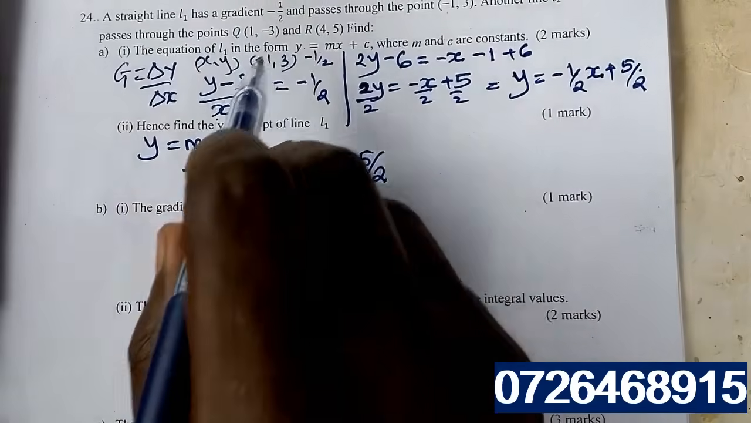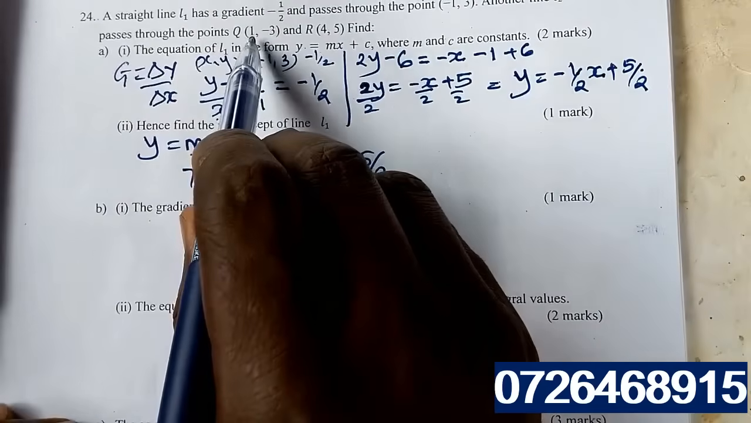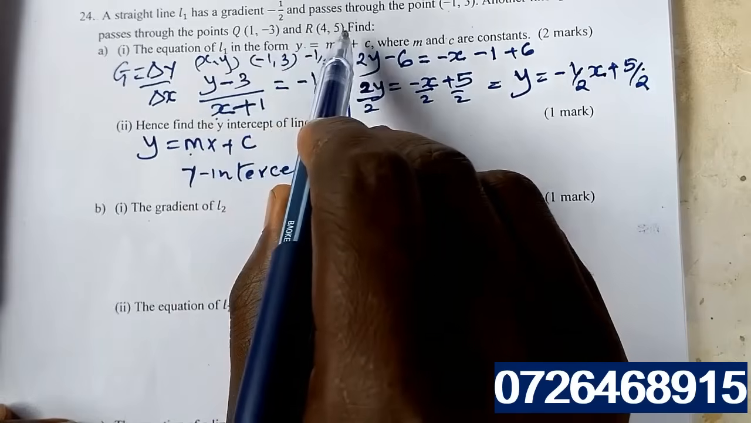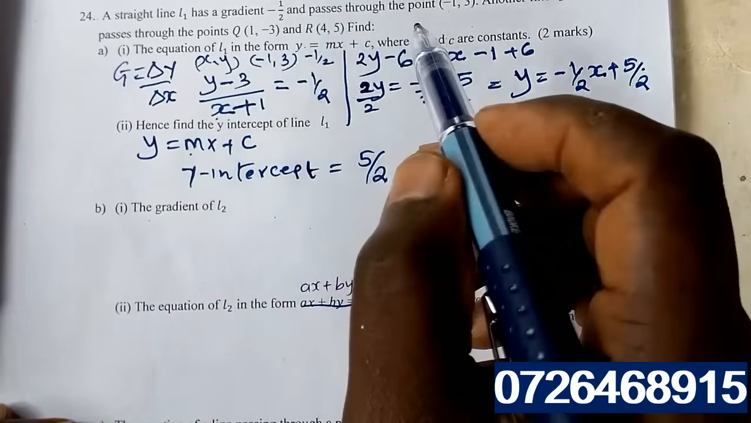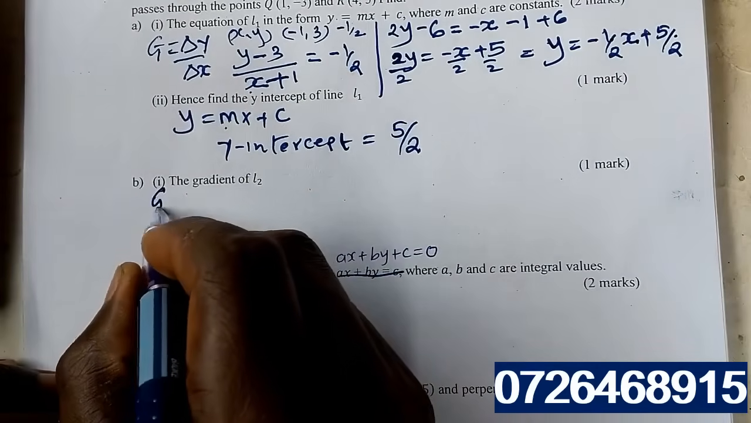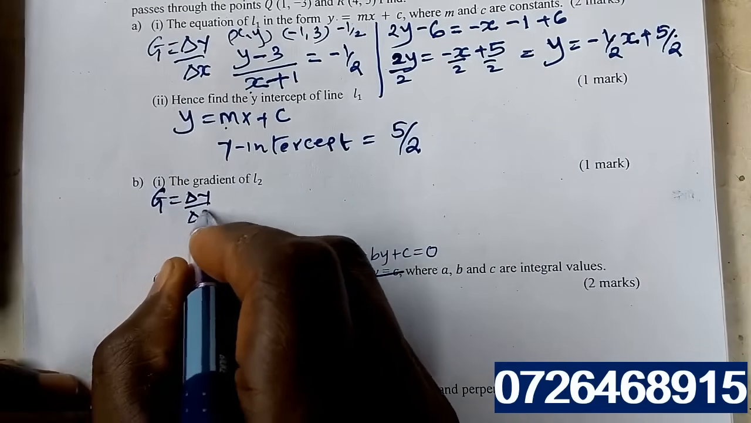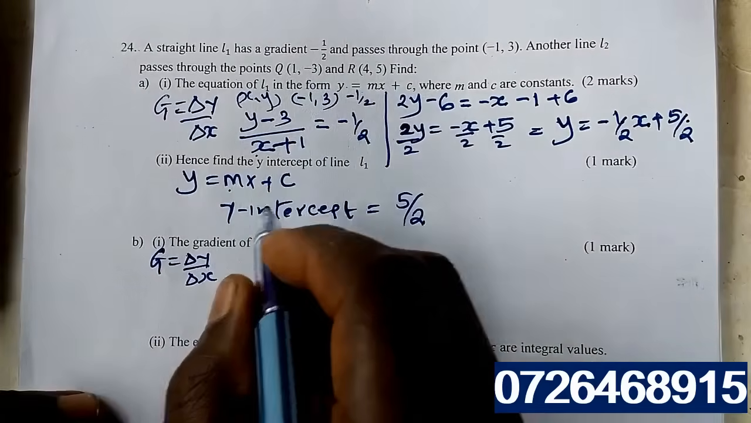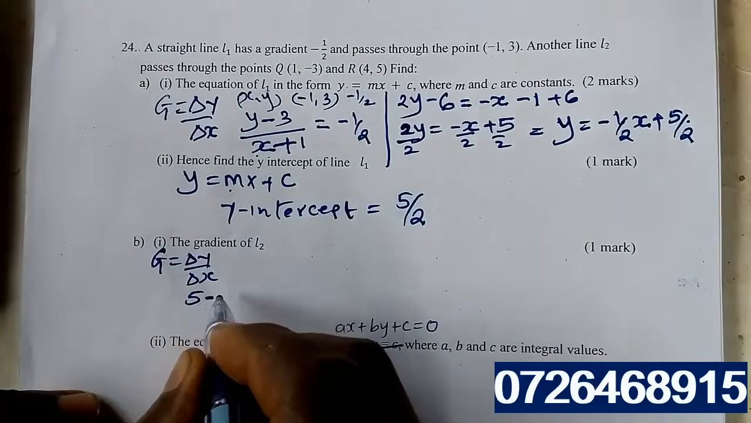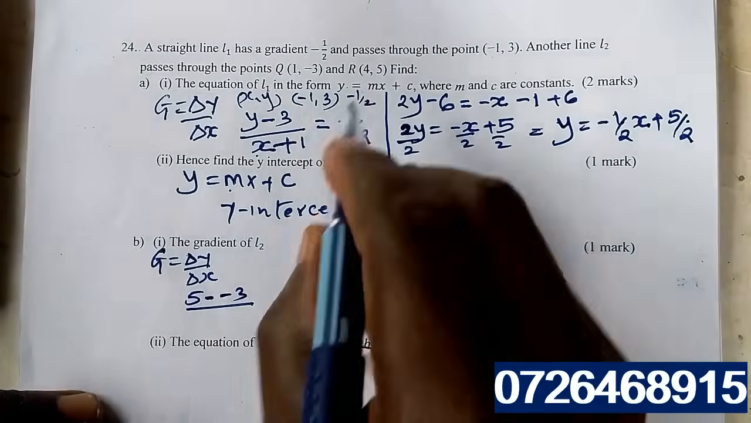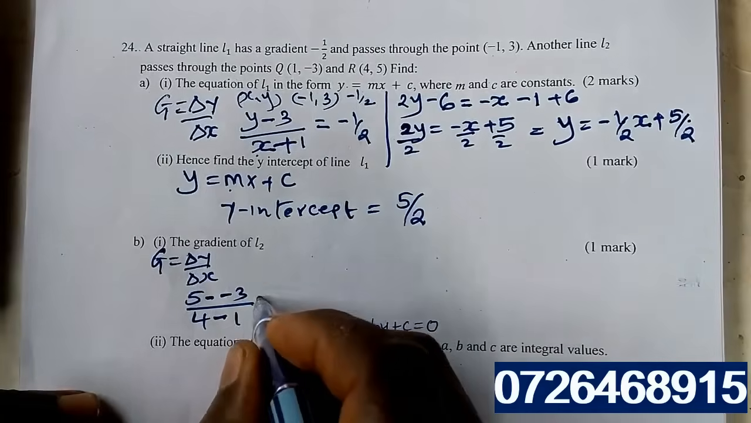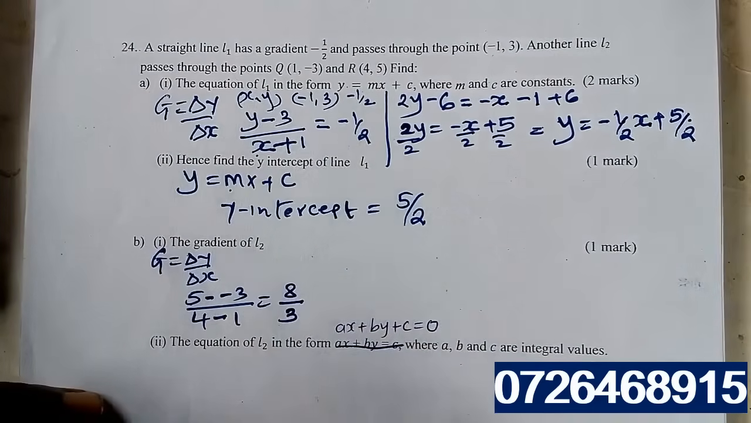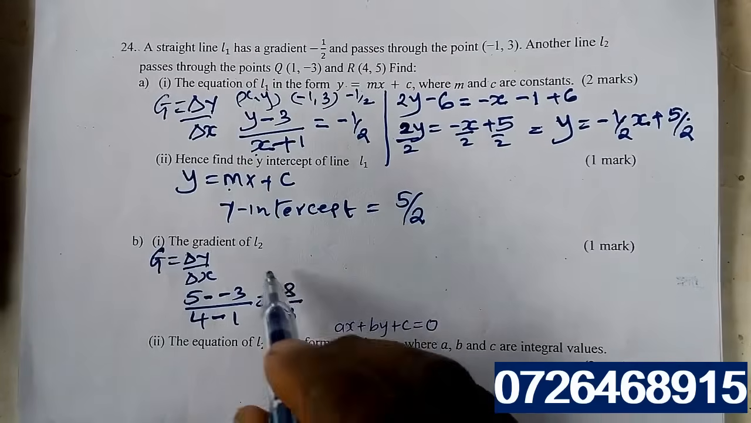Gradient of L2. Line 2 passes through the points (1, 3) and (4, 5). The first thing we are looking for: since we have two points, we must get the gradient and then find the equation. So gradient is equal to change in y over change in x. We are changing 5 minus 3, divided by the change in x, which is 4 minus 1. So the gradient of L2 is 8 over 3.